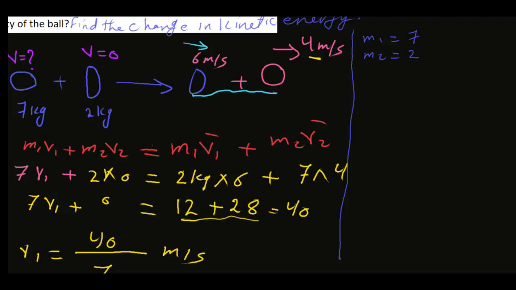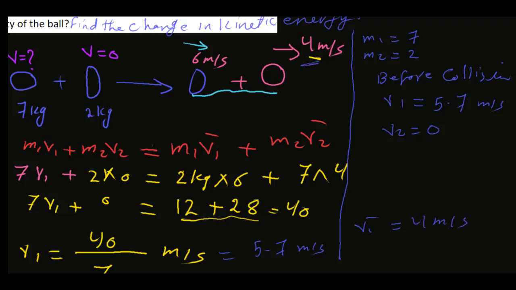The v1 before collision, we figured it out, which was 40 divided by 7. So this is 5.7 meter per second. v2 equals 0. This is before the collision. Then after the collision, v1 dash, for the ball, is 4 meter per second, and v2 dash, the velocity after the collision, is 6 meter per second.